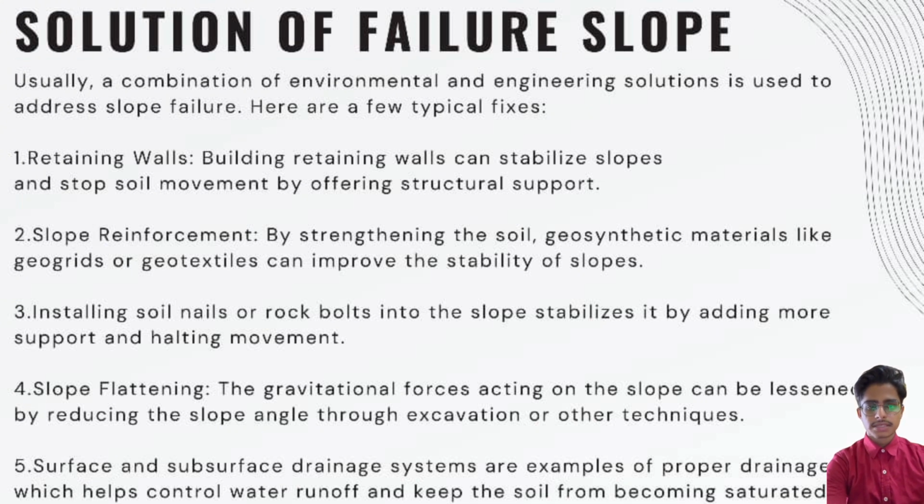And third would be installing nails or rock bolts into the slope, which stabilizes it by adding more support and halting movement. Number four would be slope flattening. Gravitational force acting on the slope can be lessened by reducing the slope angle through excavation or other techniques. And the fifth would be surface and subsurface drainage systems, which are examples of proper drainage that help control water runoff and keep the soil from becoming saturated.